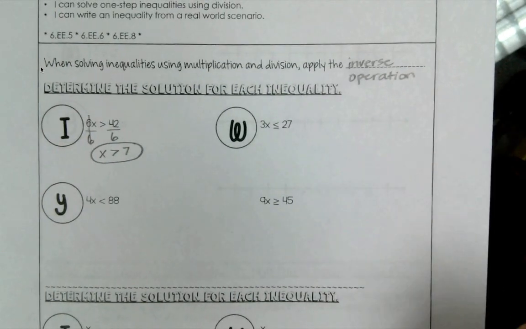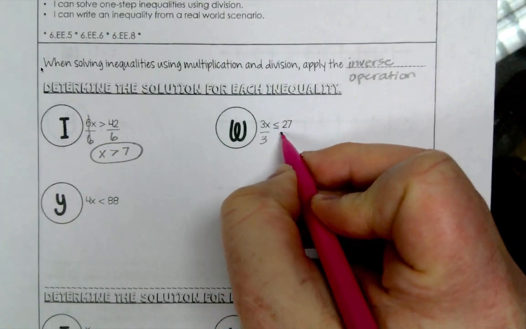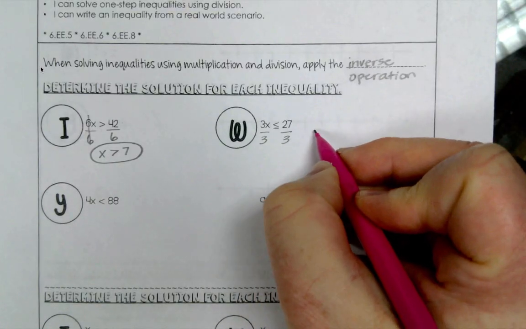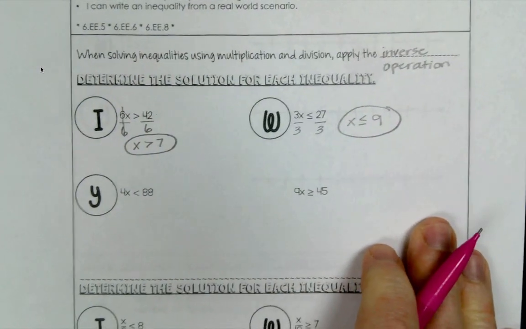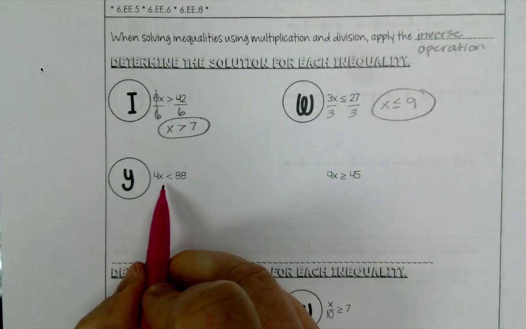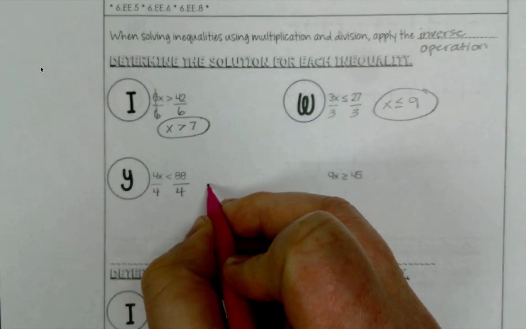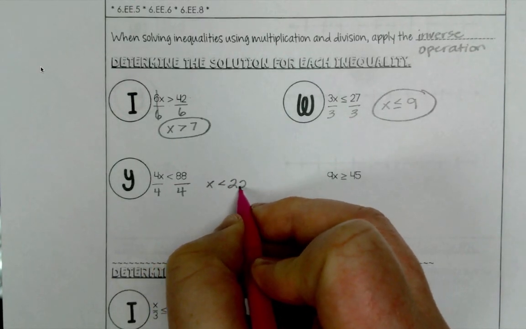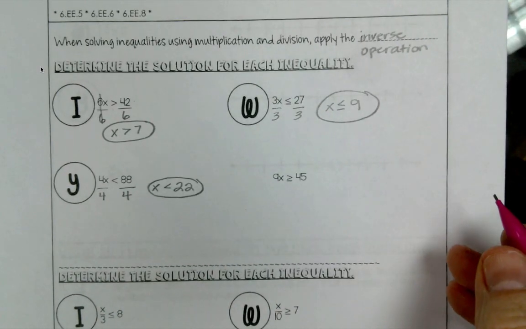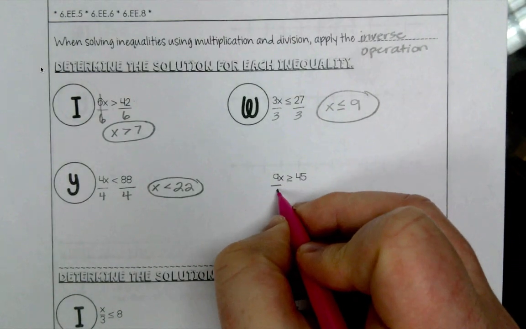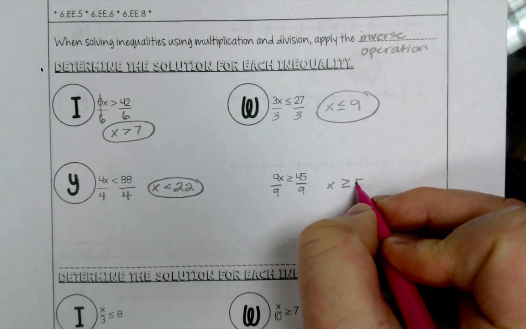Next we have 3x is less than or equal to 27. So I'm going to divide both sides by 3 because it's the inverse operation. And I get x is less than or equal to 9. Down here I have 4x is less than 88, and I'm going to divide both sides by 4. So I get x is less than 22. Over here I have 9x is greater than or equal to 45. Divide both sides by 9. I have x is greater than or equal to 5.